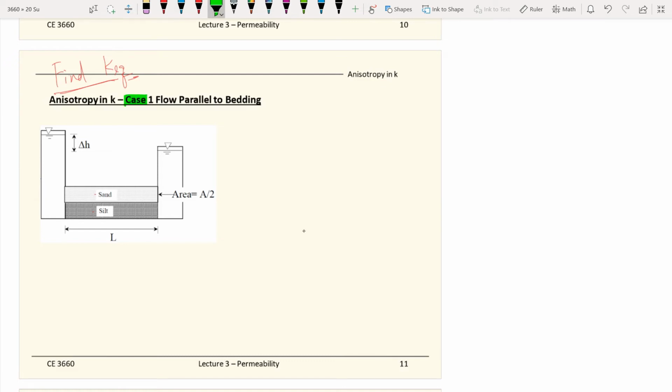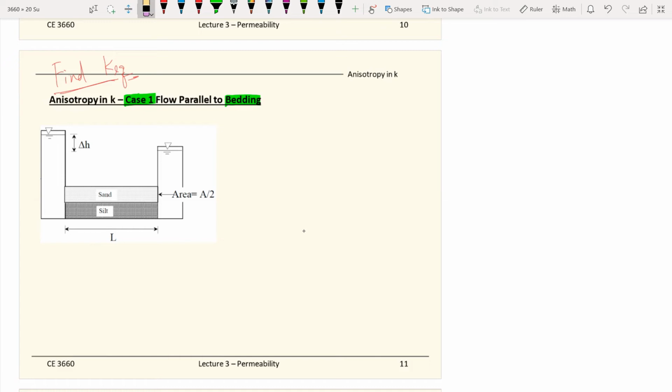We are looking at the first case. Now, the direction of the flow of the water is parallel to the bedding. When we say the bedding, this is the bedding, the bedding between the two types of soils. And we know the water flows this way. That's why the flow of water here is parallel to the bedding of the soil layers. So that's what we try to achieve: find a hydraulic conductivity that is equivalent to the whole system.